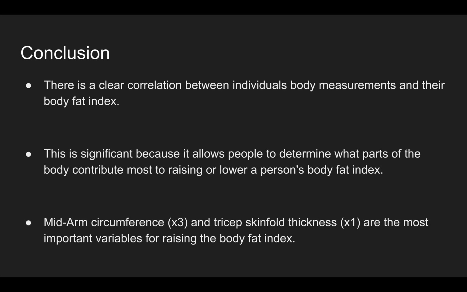Conclusion. There is a clear correlation between individuals' body measurements and their body fat index. This is significant because it allows people to determine what parts of the body contribute most to raising or lowering a person's body fat index. Mid-arm circumference, x3, and tricep skin fold thickness, x1, are the most important variables for raising the body fat index.